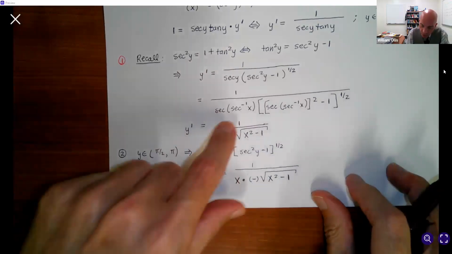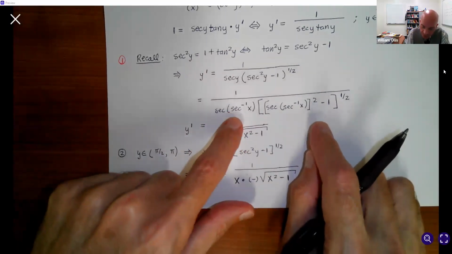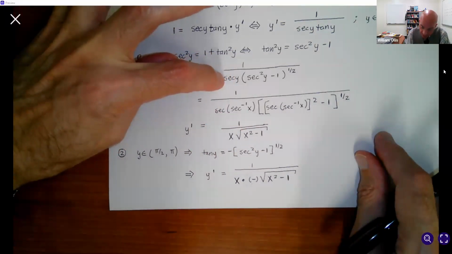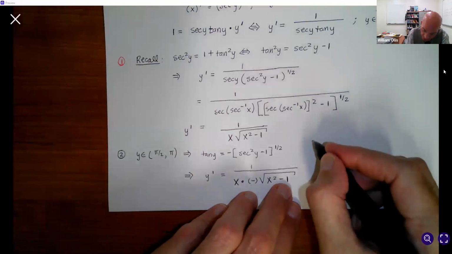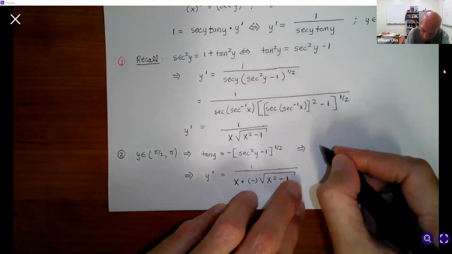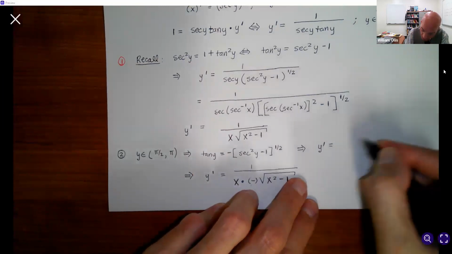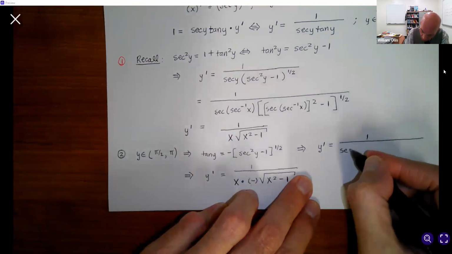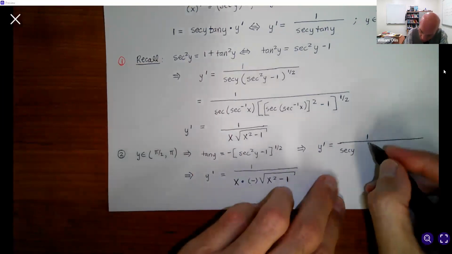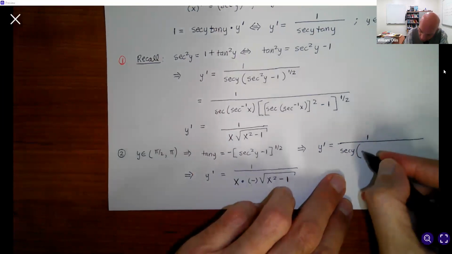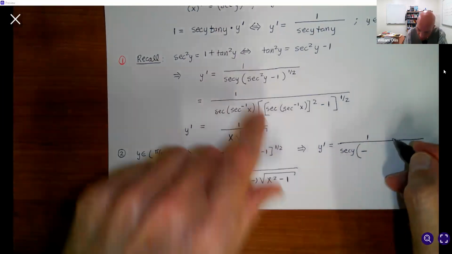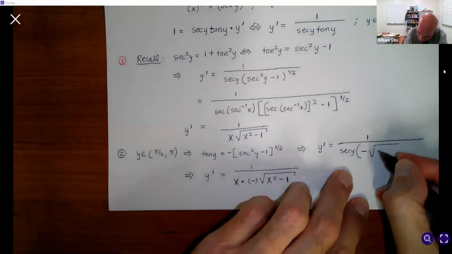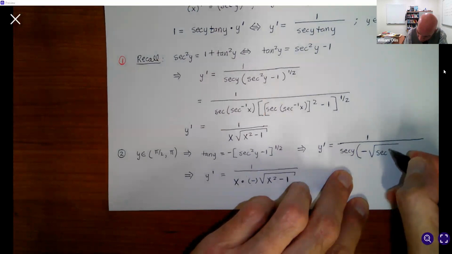So note the only difference here is that when we move to this point, we have the negative. So I'll just add an additional step. This just implies y prime equals 1, and then, of course, we have the secant y here. And then I'll just use parentheses. And then we have the negative of this radical. Now I'll use the radical since I don't want to use too many parentheses. So here we go in all these different forms.